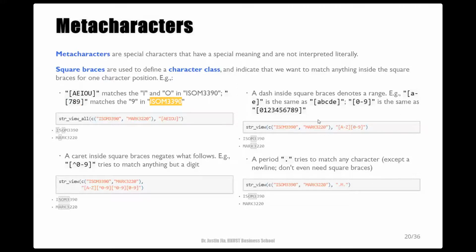A dash inside square braces denotes a range. So this regular expression matches a two-character string starting with a capital letter followed by a digit. A caret inside the square braces negates what follows. So this expression tries to match anything but a digit. And a period means matching any character except a new line.